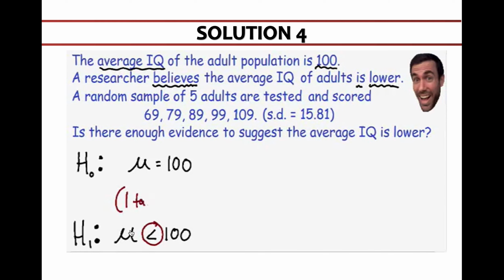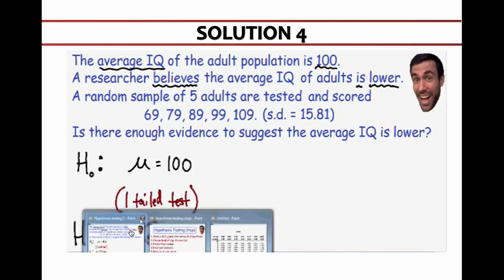And I'm going to explain what this means in my next step. But anytime you use a greater than or less than symbol in your alternative hypothesis, this means we're going to perform a one-tailed test. So now we are ready to move on to our next step.